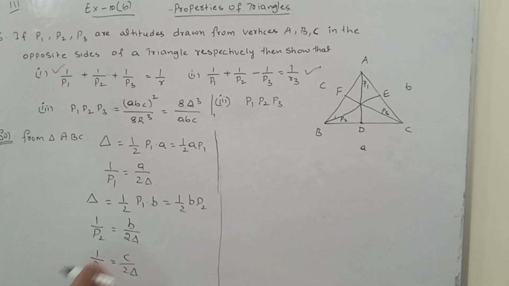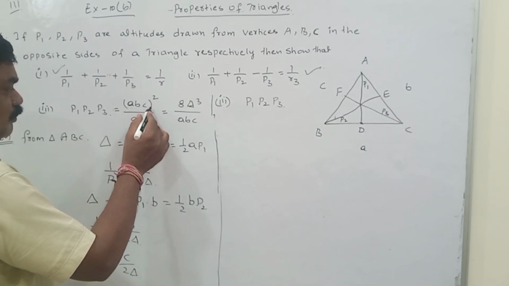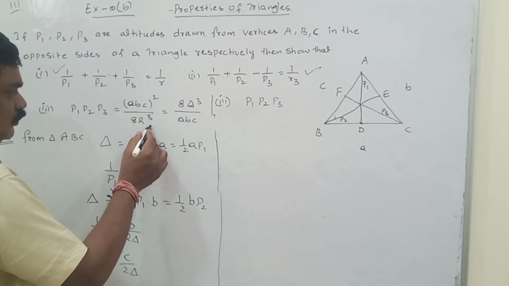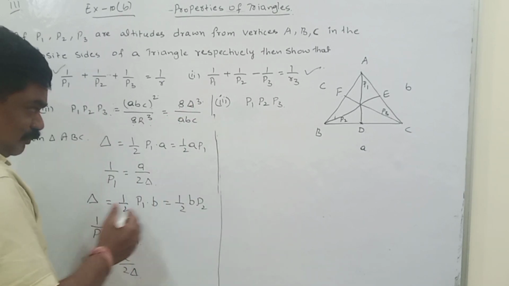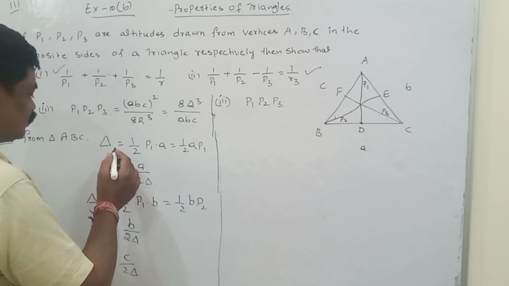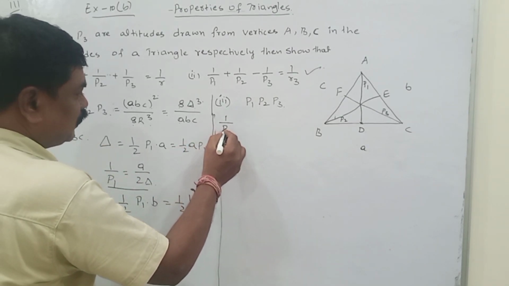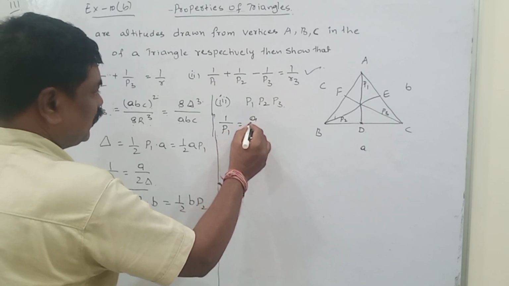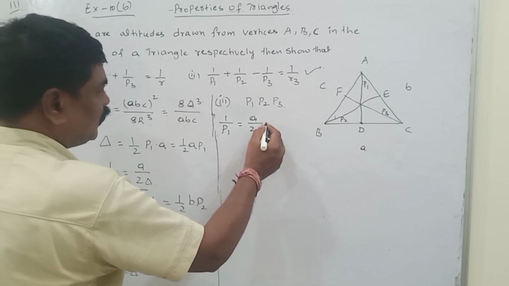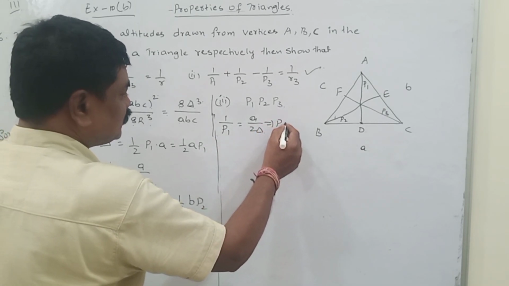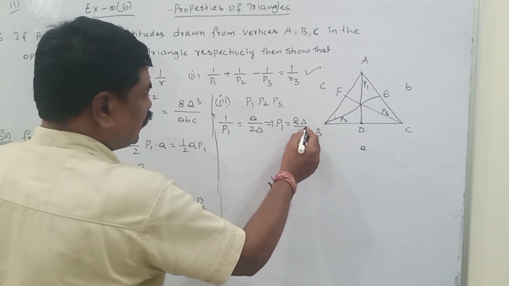Here, third problem. P1 P2 P3 is equal to ABC whole square by 8R cube, which is equal to 8 delta cube by ABC. From this, 1 by P1 is equal to A by 2 delta. Okay, now P1 is equal to 2 delta by A.